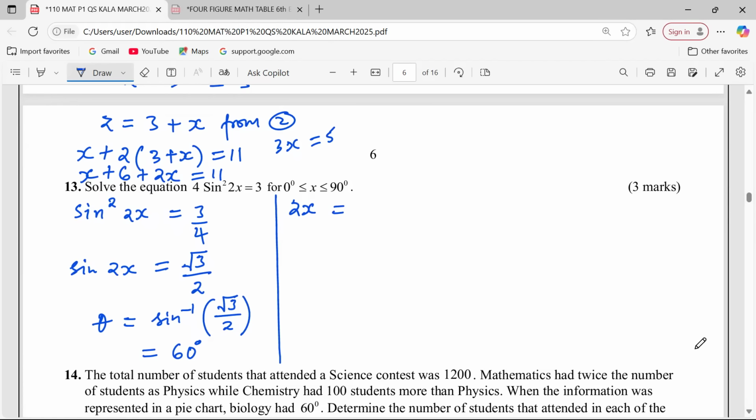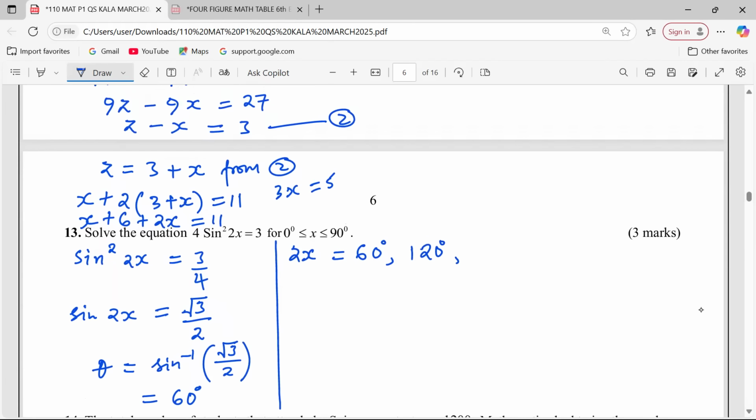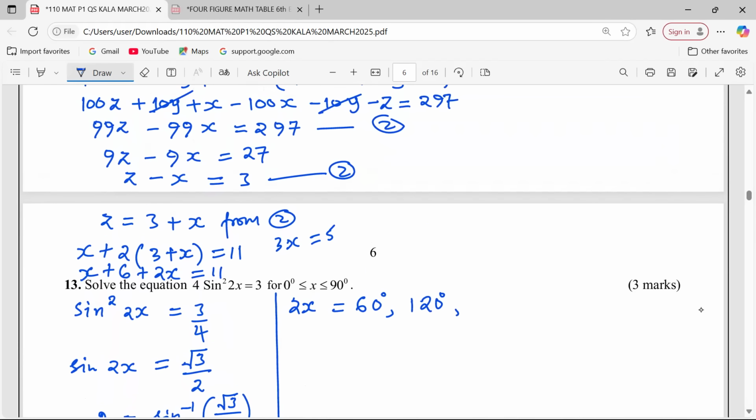So in the first quadrant, 60 shall be written as it is, but in the second quadrant, 60 shall be written as 180 minus 60, which is 120. Then, in case we make a complete cycle, we can start now finding other possible angles, such that, let me show you.